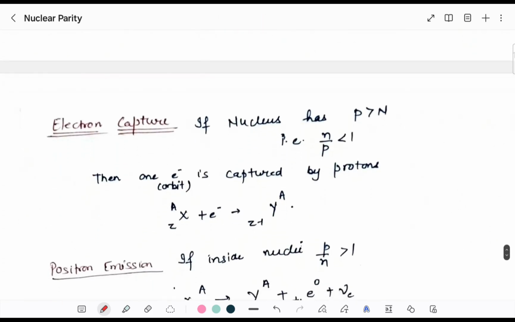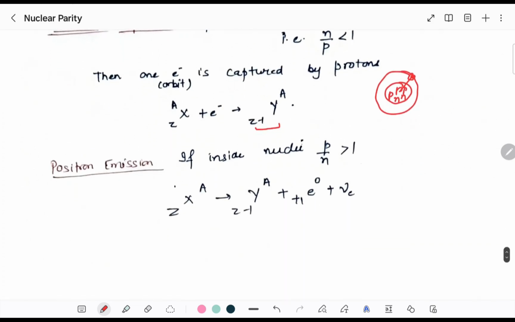Now the next concept is electron capture. Why does electron capture happen? If the nucleus has a higher number of protons than the number of neutrons, then what happens? An orbital electron is captured by a proton. Suppose this is a nucleus containing a large number of protons and fewer neutrons. Then electrons are revolving around it in this form. Protons being higher in number, they will capture one electron here, resulting in another nucleus, and this process is known as electron capture.